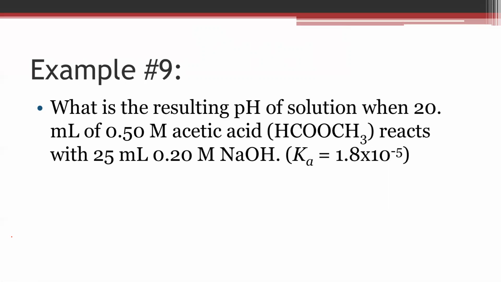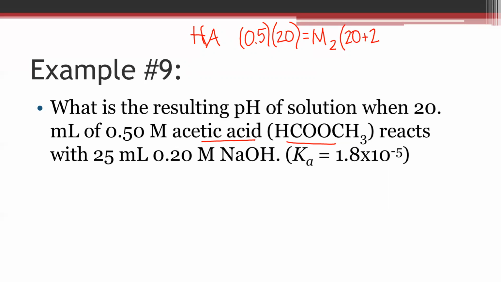Okay, so instead of writing acetic acid, instead of this big thing, I'm just going to use HA to signify acetic acid. For that one, we start out with 0.5 molar, and we've got 20 milliliters. And our new volume will be the 20 milliliters plus 25 from sodium hydroxide. So that's a total of 45. So then the acid's new molarity is 0.22.